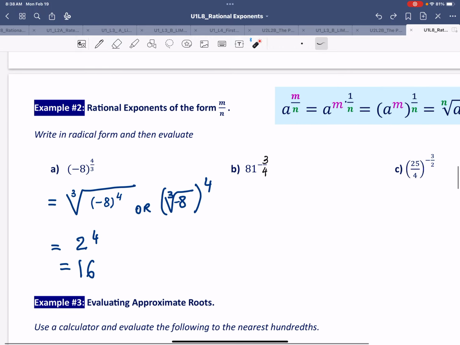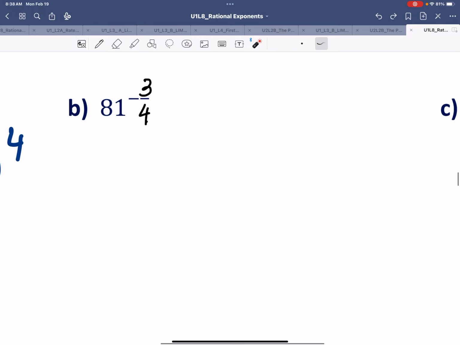And let's move on to question B. So in question B, we have 81 to the power negative 3 over 4. So this is a little bit different. As you can see, the exponent is negative. And if you recall from prior grades, the teachers always emphasize the fact that an exponential expression or term or number is considered to be in the most simplified form when the exponent is positive. So we have to convert the exponent into a positive number.